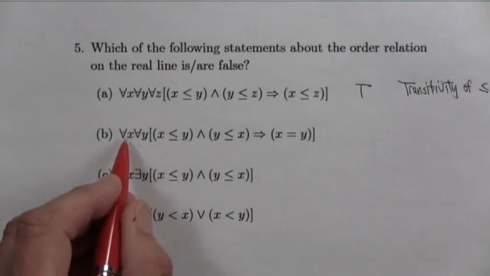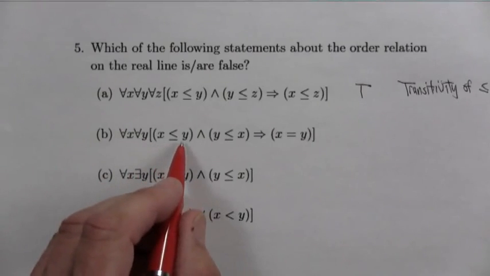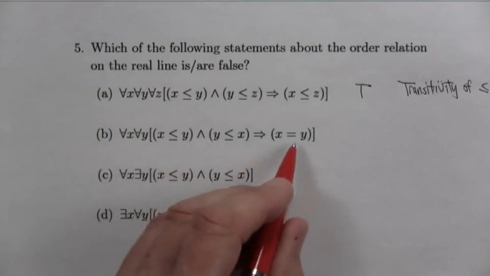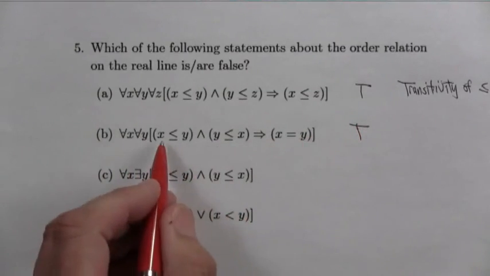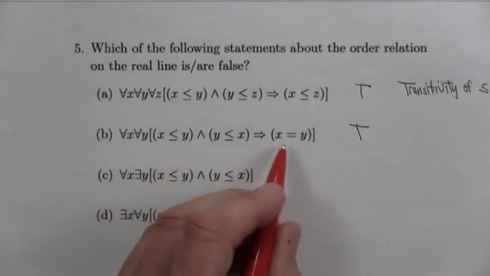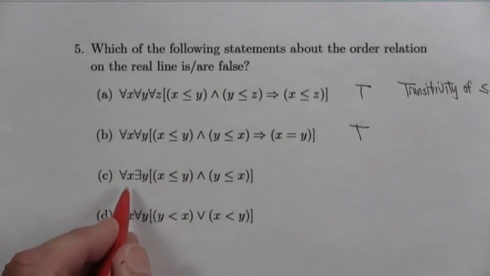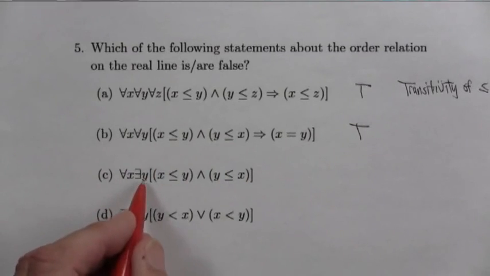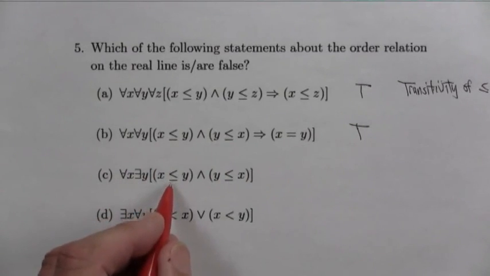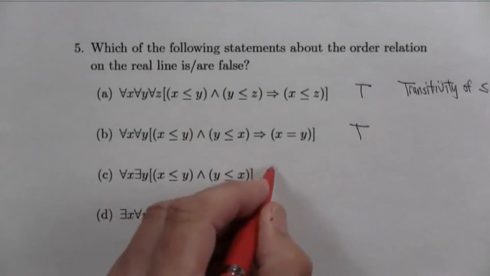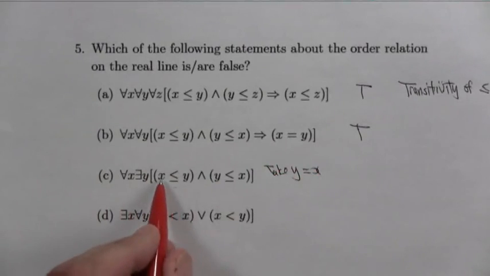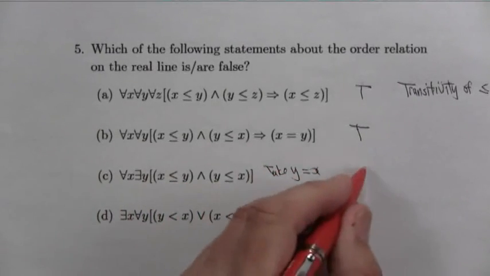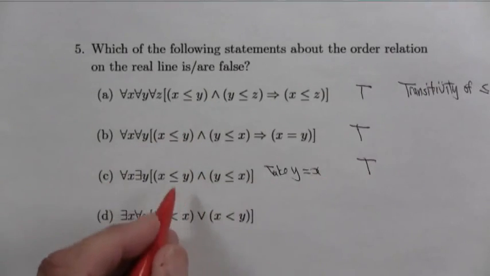What does this one say? For all X, for all Y, if X is less than or equal to Y and Y is less than or equal to X, then X is equal to Y. Well, that's true. The only way you can have X less than or equal to Y and Y less than or equal to X is if they're actually equal. What about part C? For all X there is a Y. Well, that's certainly the case, because given an X you can take Y equals X. And then you'll have X less than or equal to Y and Y less than or equal to X. So that one's true. Well, it's beginning to look as though they're all true.